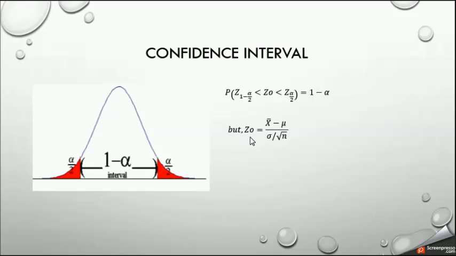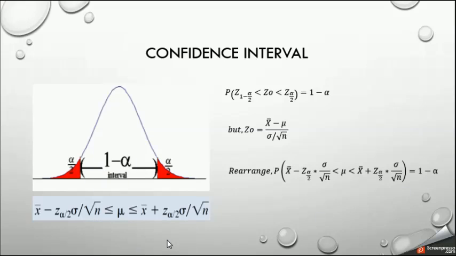But we know that z0 is our test statistic, which equals the difference between the sample mean and the hypothesized population mean divided by sigma over square root of n. So we can substitute z0 here and rearrange these inequalities, and eventually we will get this formula. We have mu bounded between a lower limit and an upper limit, and the probability that mu lies in this interval equals 1 minus alpha.